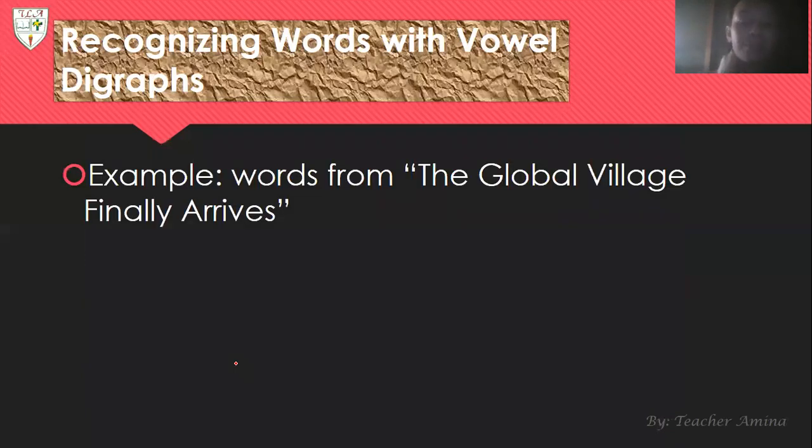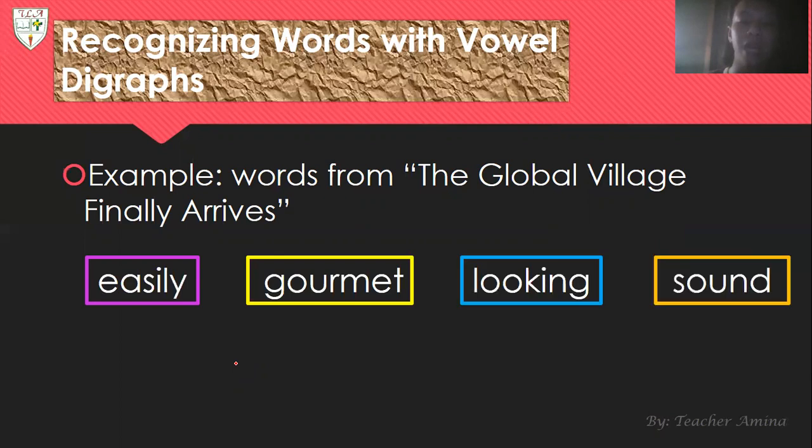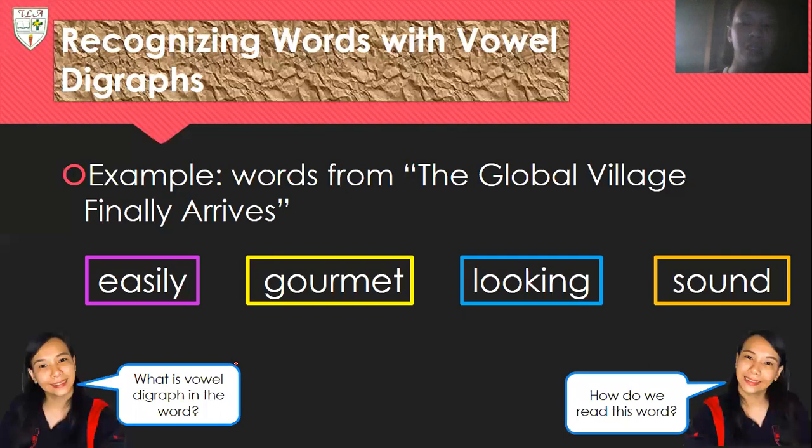Here is an example. The words from The Global Village Finally Arrives, our story for this week: easily, gourmet, looking, and sound. So where are the vowel digraphs here? For easily, you have the EA, which has the long E sound, easily. Okay, we have the gourmet, the OU; looking, double O; and the sound, OU also.